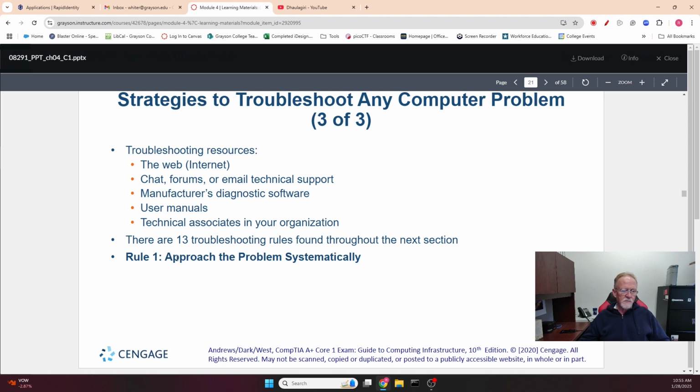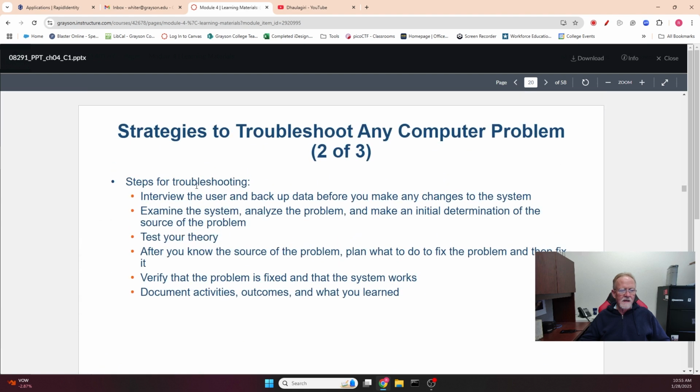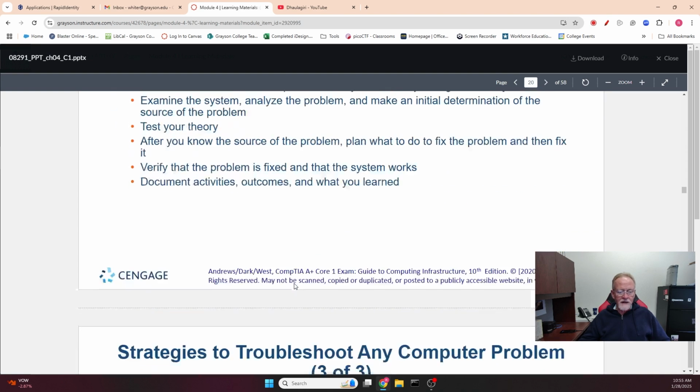13 rules found throughout the next section. And rule number 1 is approach the problem systematically. Follow the steps that we looked at up here. If you follow these steps and continue to work the plan, you will solve the problem eventually. It just works that way. You'll go through the steps enough times, you'll finally solve the problem.